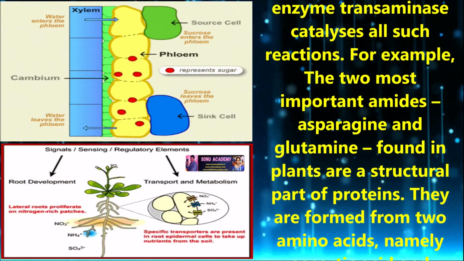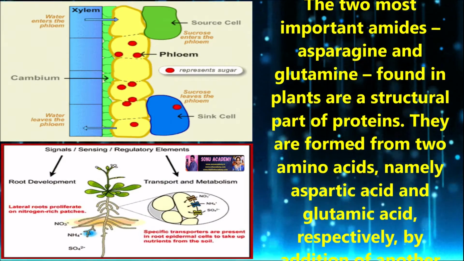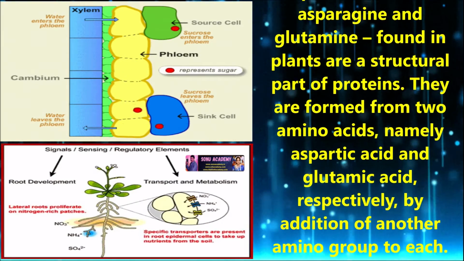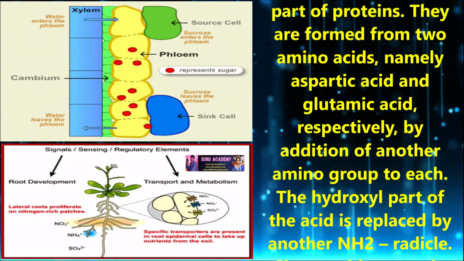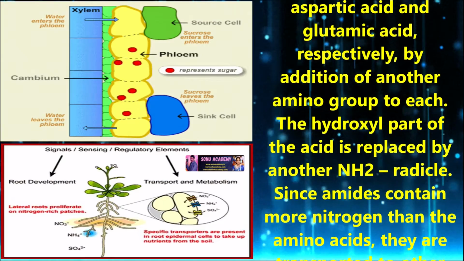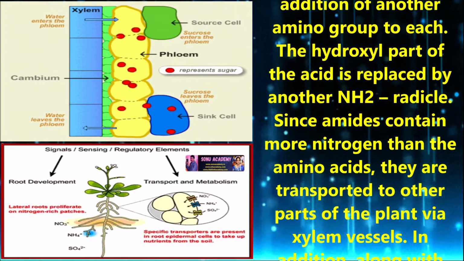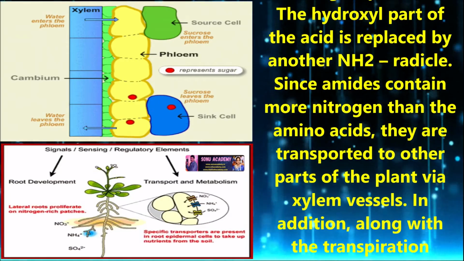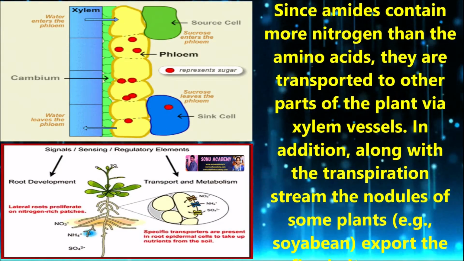For example, the two most important amides, asparagine and glutamine, found in plants as a structural part of proteins, are formed from two amino acids, namely aspartic acid and glutamic acid respectively, by addition of another amino group to each. The hydroxyl part of the acid is replaced by another NH2 radical.